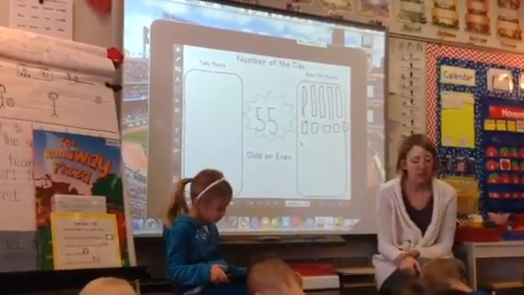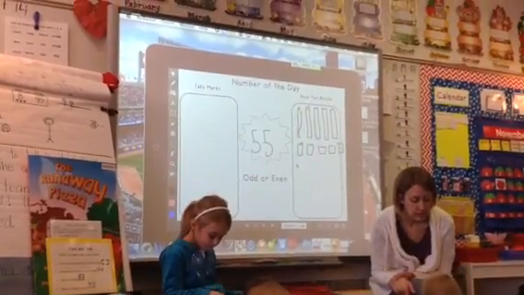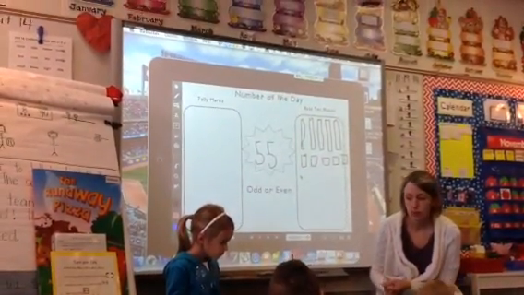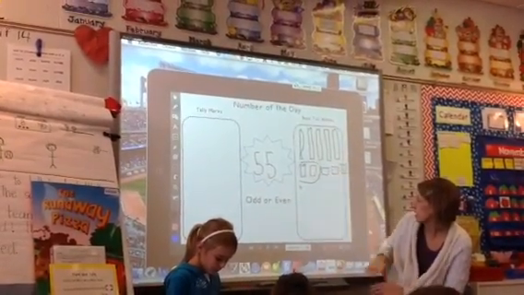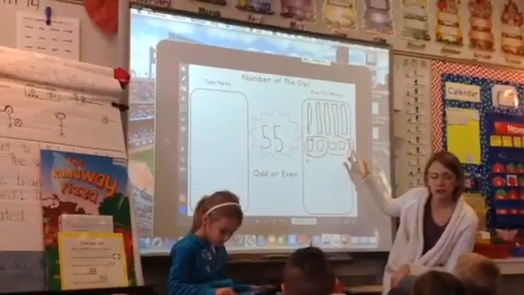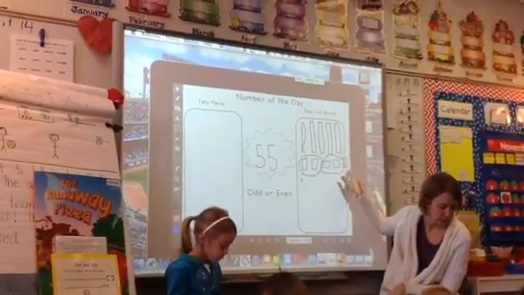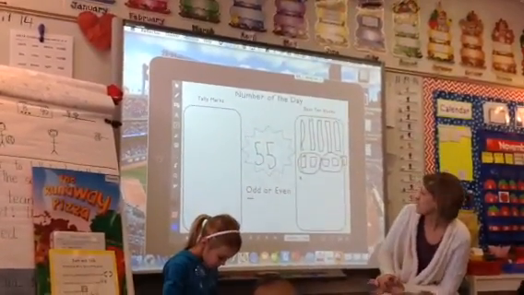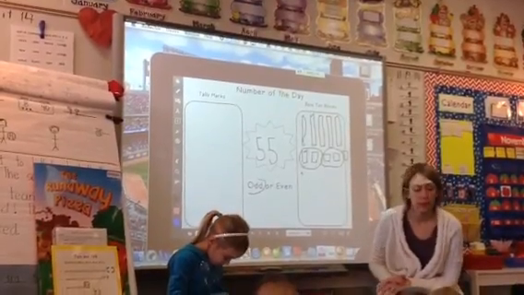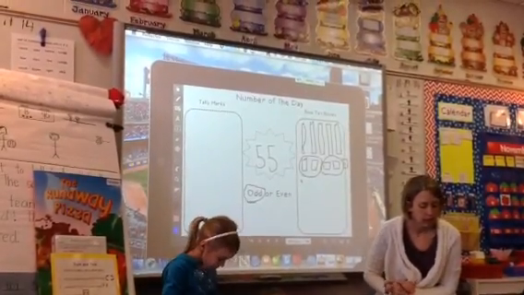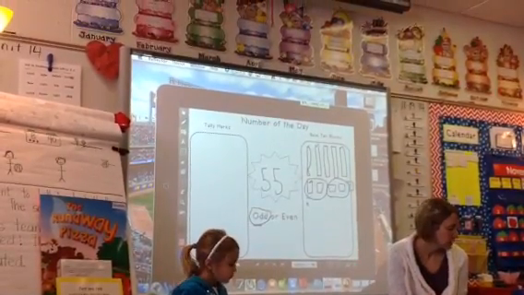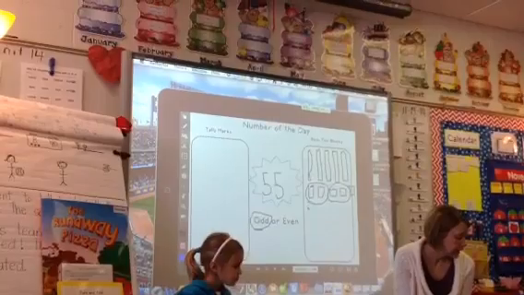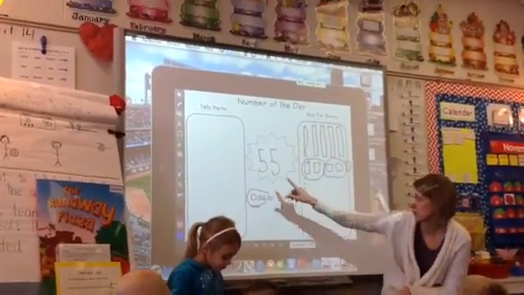All right, now I can look at my base 10 blocks and see if I have an odd or even number. So these 2 are paired together. These 2 are paired together. Okay, does this one have a match for a partner? No, it's an odd number. 55 is odd. There's one other way we know if it's odd, and that is we don't say 2, 4, 6, 8, or 10 when we count the number 55.